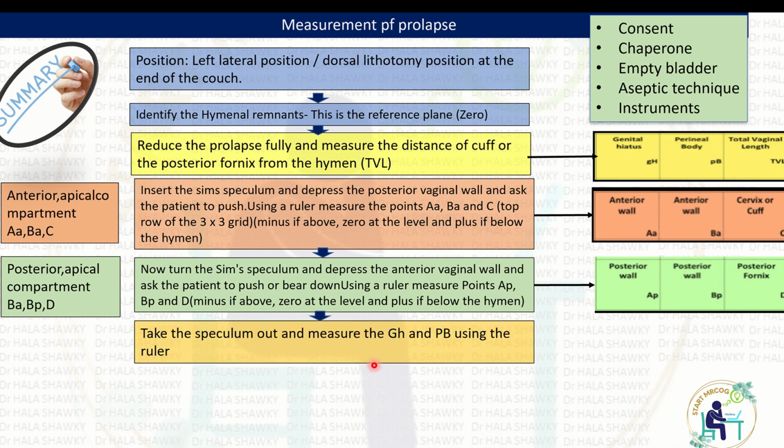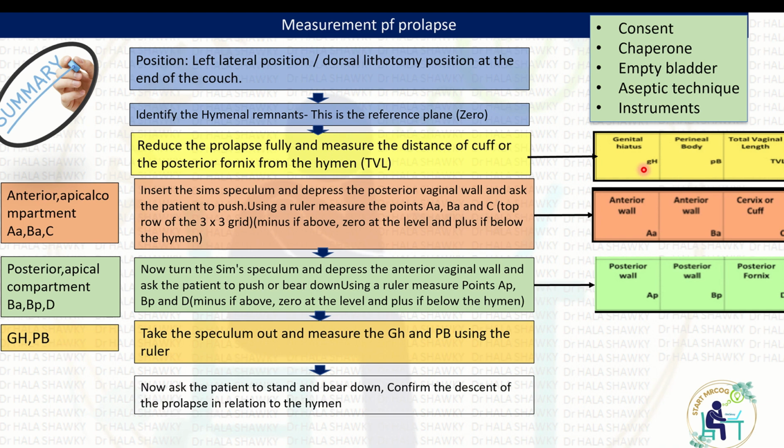We will take the speculum out and measure the genital hiatus and perineal body after the patient strains, and we will record them in their place on the grid, which is in the middle row.